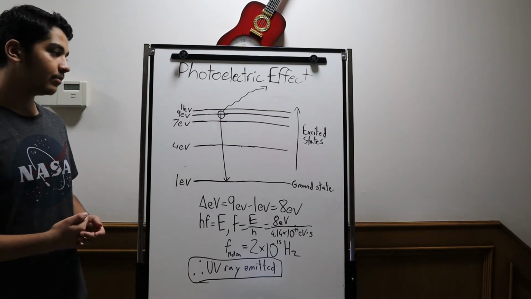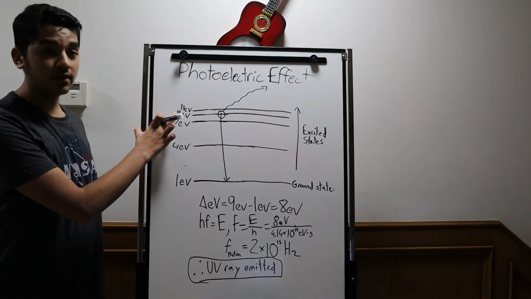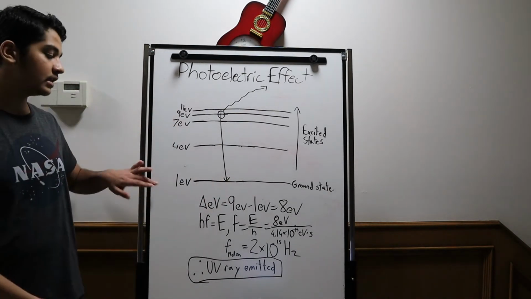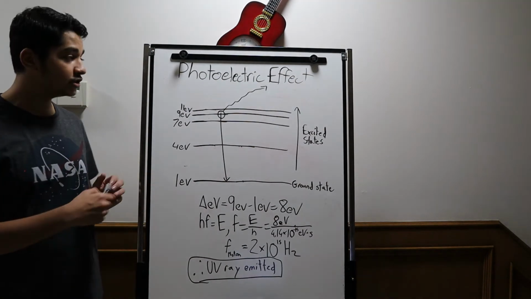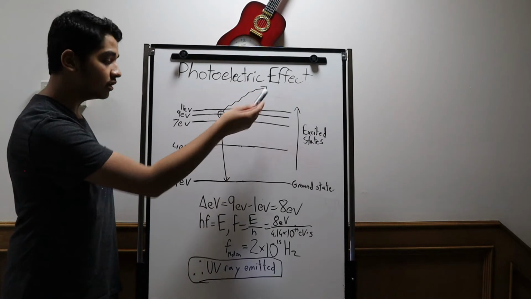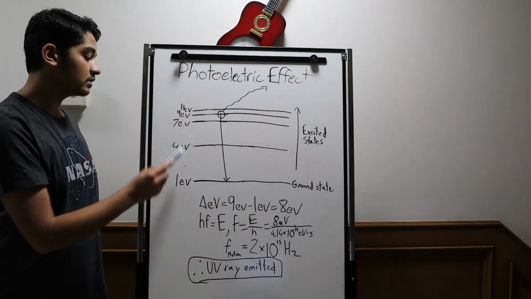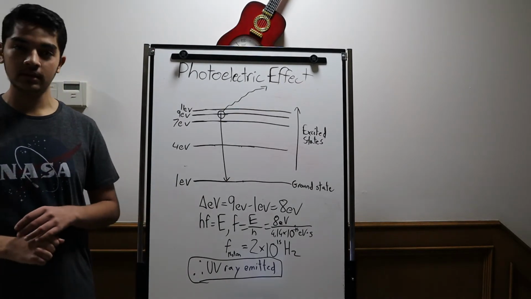So let's say in this example we have an electron that is in this state, which has an energy level of 9 electron volts, and it drops all the way back down to the ground state, which has an energy of 1 electron volt. Now, how do we know how much energy was emitted in this photon here? Well, we can see delta EV, which is 9 electron volts minus 1 electron volt, and we know that the photon has an energy of 8 electron volts.